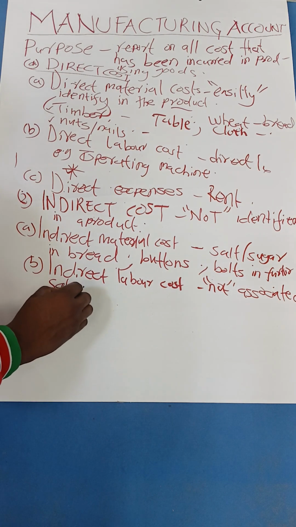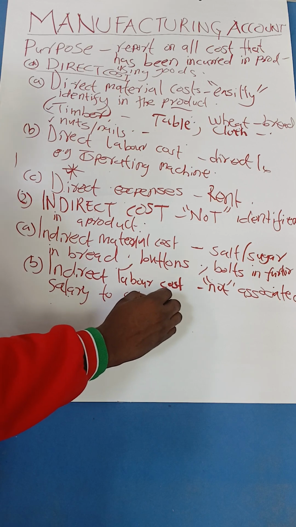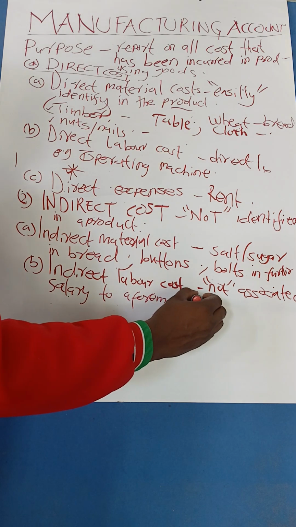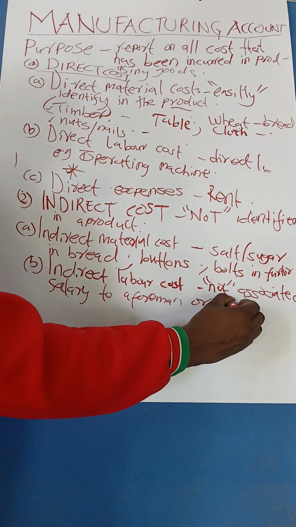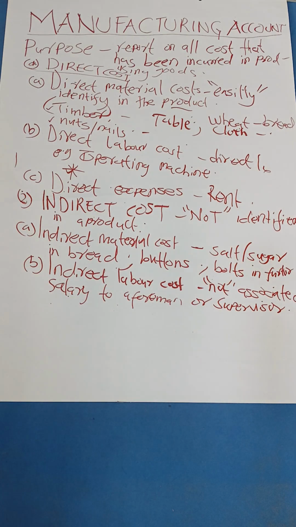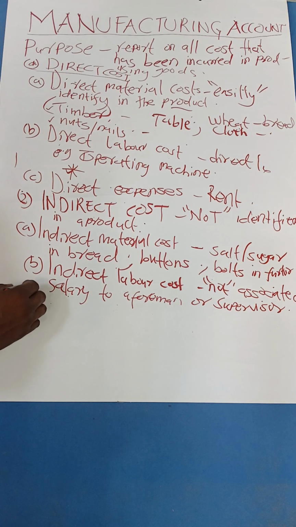A salary. If you give a salary to a foreman, we call it indirect labor cost. Or a supervisor, because a supervisor will just come there for some time, then go to other errands. Good. So such people, or such cost, we call the indirect labor cost. We have another one which we have said, direct labor cost, the opposite of that we have talked about now.